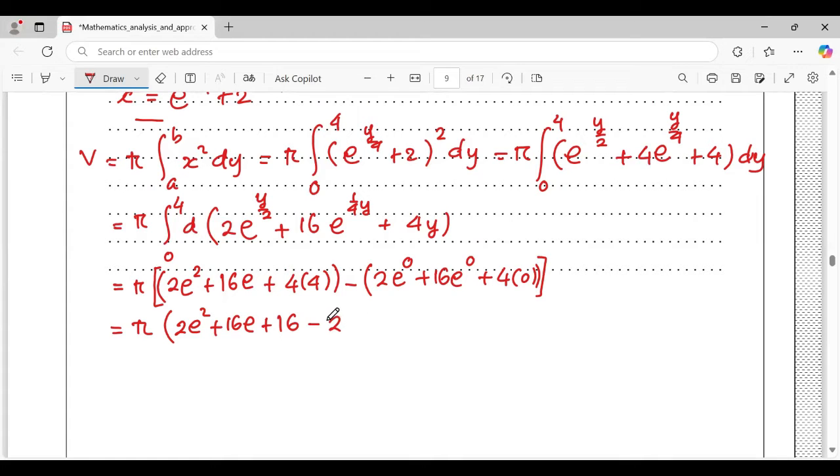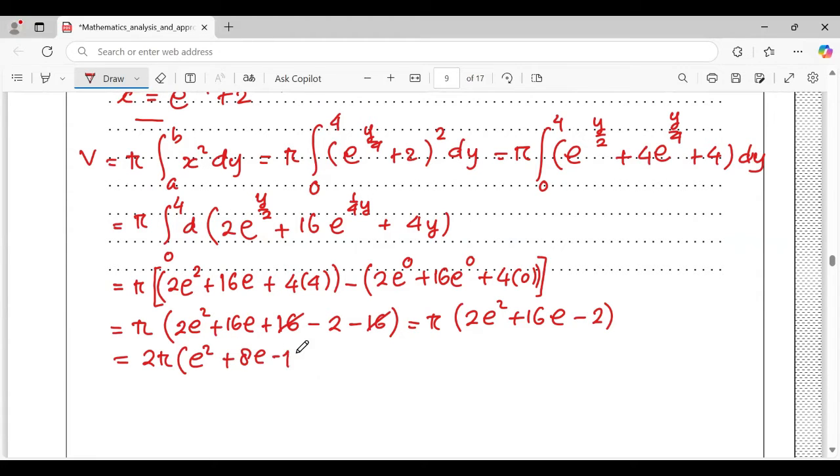π times 2e squared plus 16e minus 2. Or you can factorize, it becomes 2π times (e squared plus 8e minus 1).